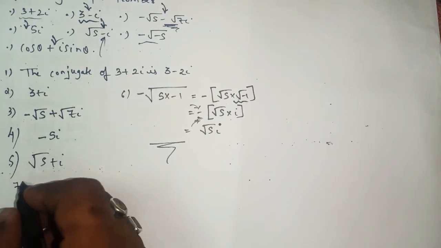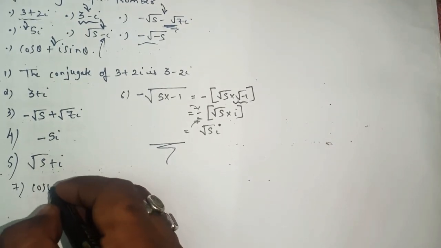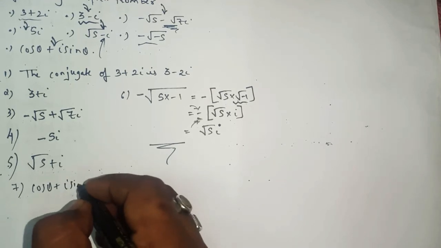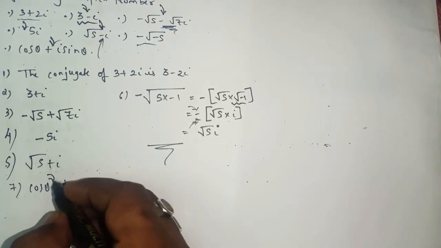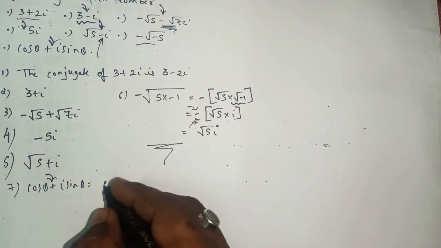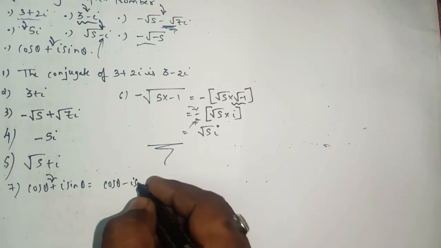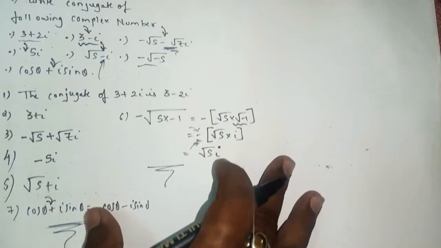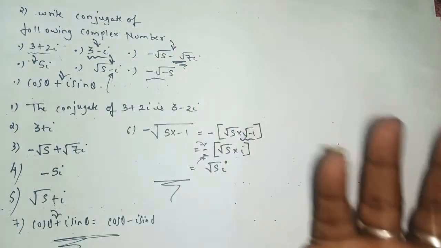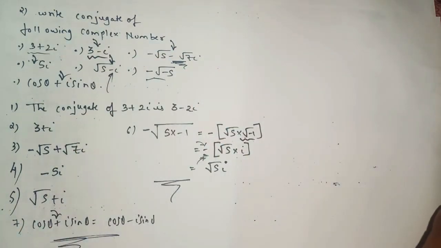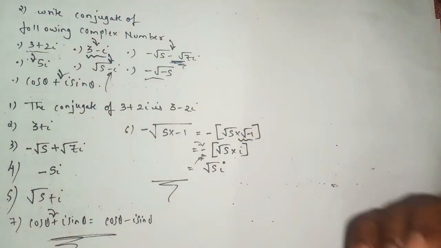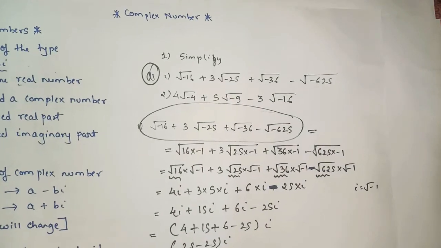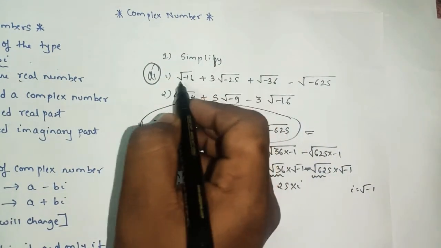And the last one, it says cos theta plus I sin theta, so its conjugate will be what? Simply you have to change the sign of I, so cos theta minus I sin theta. So in this way you have to find your answer. Okay, so question number 2, I guess it is of 1 mark. I hope you understood how to find the conjugate, as well as how to simplify a question whenever it is in root minus.